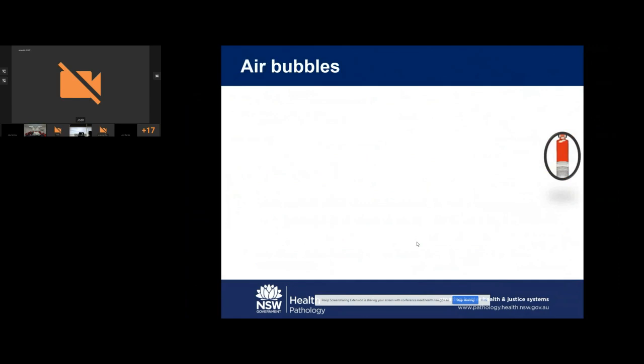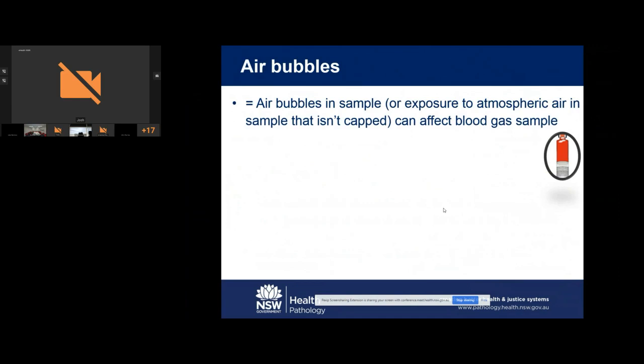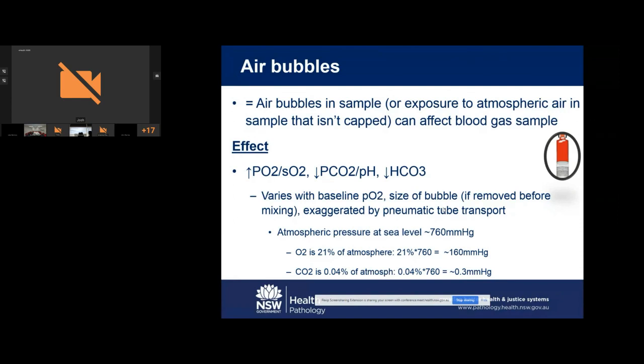Air bubbles is another error. So this is problematic in blood gas samples. So the effect here typically is elevation of the oxygen parameters, decreased CO2. We also sometimes see this with poor handling of our QAP samples. The degree of change depends on the baseline values, the size of the bubble, whether it was mixed through the sample, and if you send that sample through the pneumatic tube, the effect gets exaggerated.